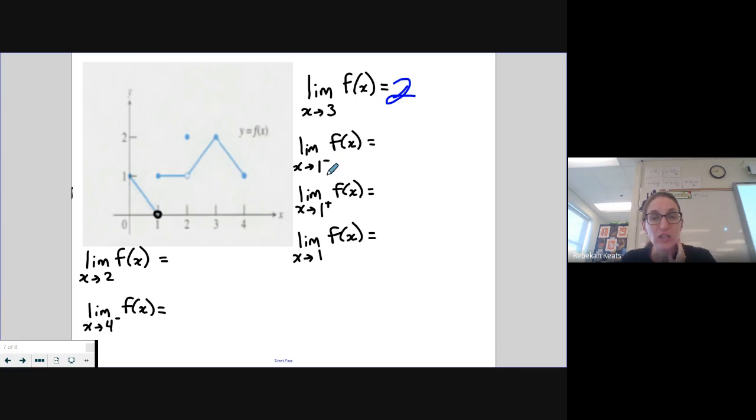I can then evaluate just one-sided limits. So in this case, I'm looking at what's the limit of the function as x approaches 1 from the left. There's my x value of 1, and as my function approaches that from the left, it seems to be getting closer and closer to 0. So from the left, it's 0. Then I can evaluate the limit of f of x as I approach 1 from the right. Coming from the right, my function seems to be approaching a value of 1.